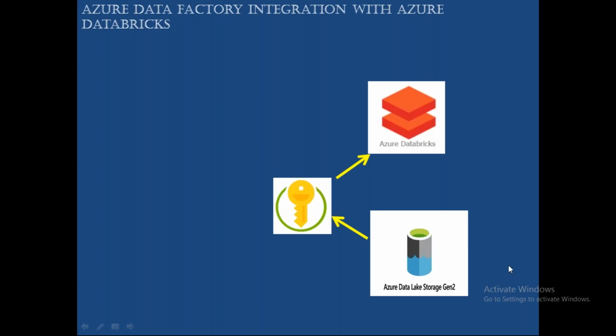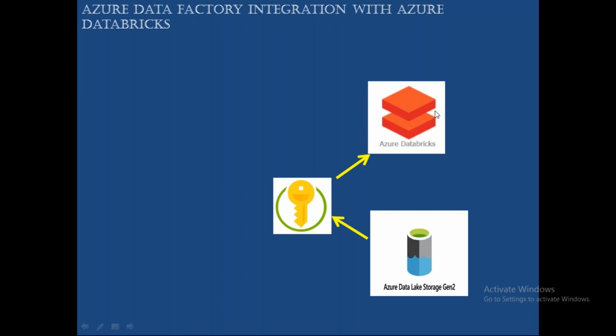Okay, this is step one. We have data in data lake storage Gen 2. To read that data, Databricks should connect to the data lake storage Gen 2. For that, whatever keys and secrets are required, I'm storing them in a key vault instead of hard coding them in my Databricks notebook.